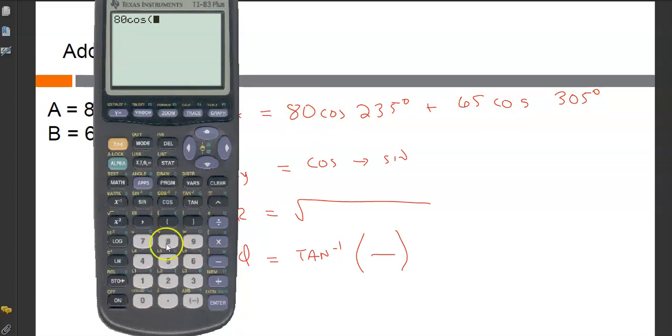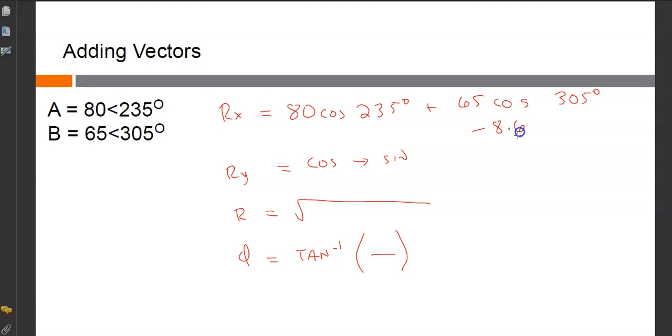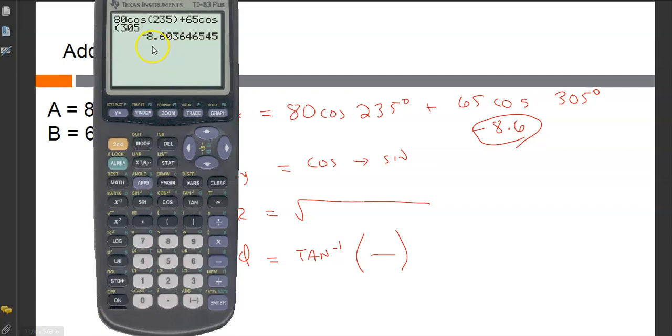I want to do this right here. 80 cosine 235, close it up, plus 65 cosine 305, enter, negative 8.6. So there's the answer to the first one right there. And I'll put a little circle around it. Step 2, I need to change these two cosines to sines. Second, enter. Step up here, hit sine. Step over here, get the other one. And I get a negative 118. Negative 119 maybe.